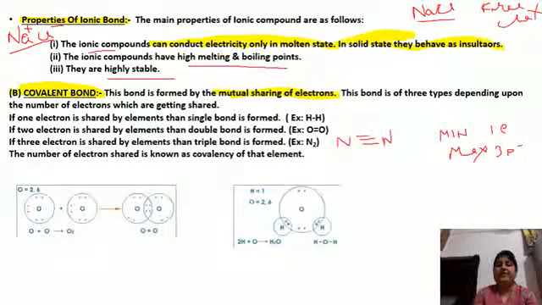The number of electrons shared is known as its covalency. For example, in nitrogen molecule, 3 electrons are getting shared. So the covalency will be 3.